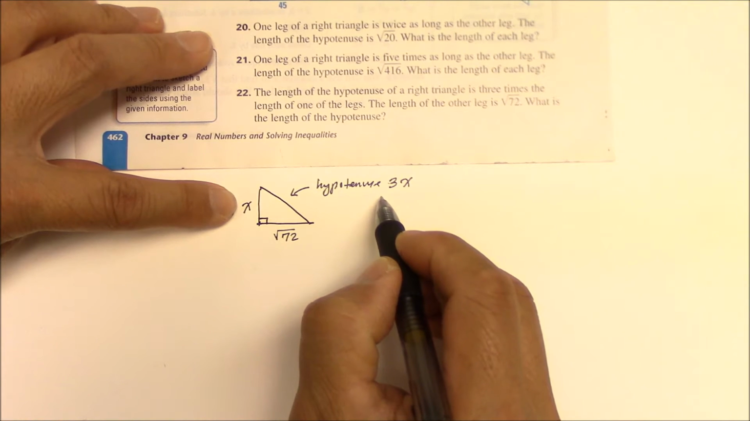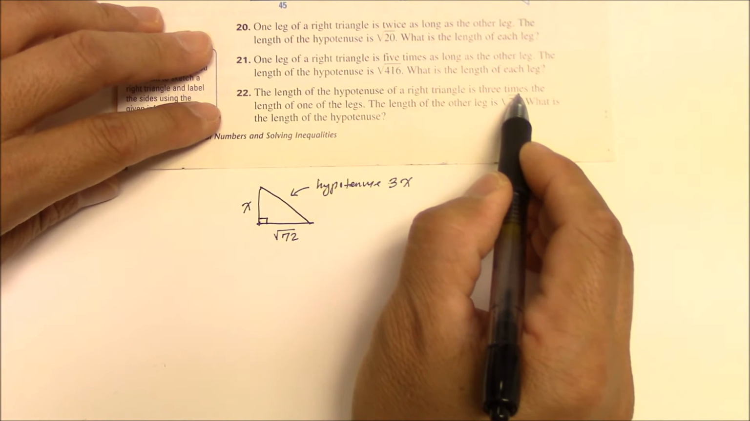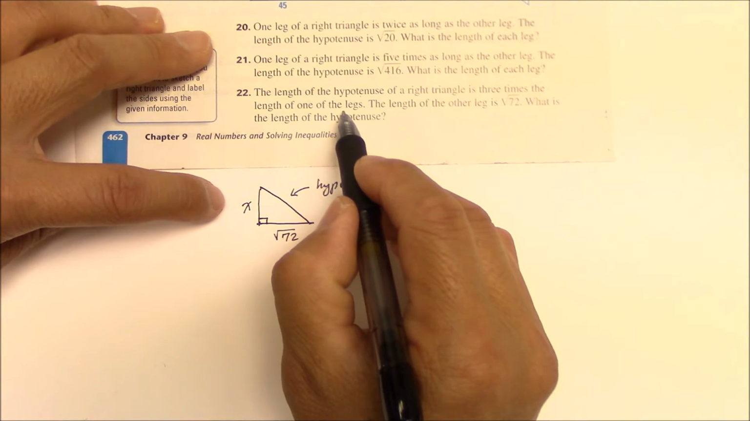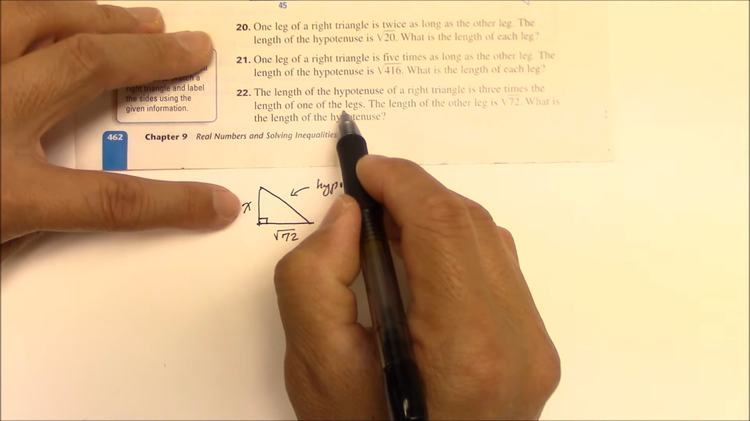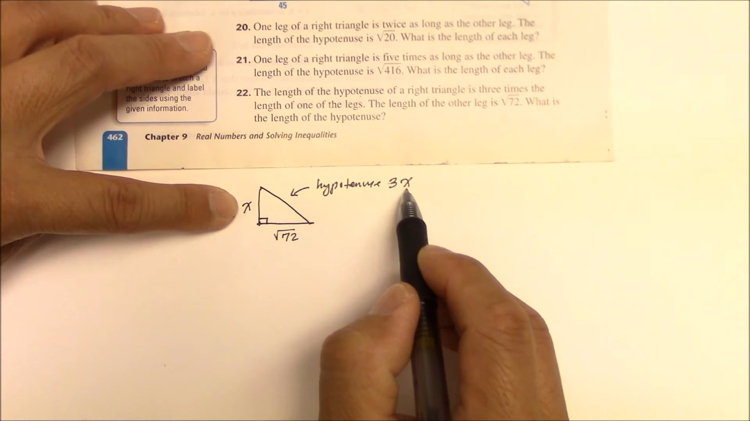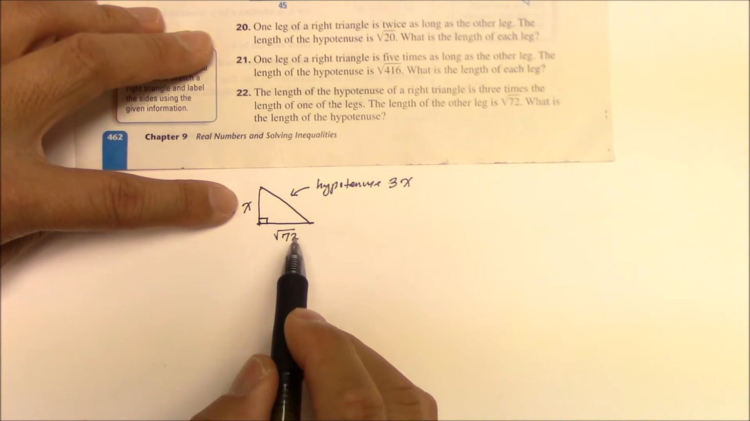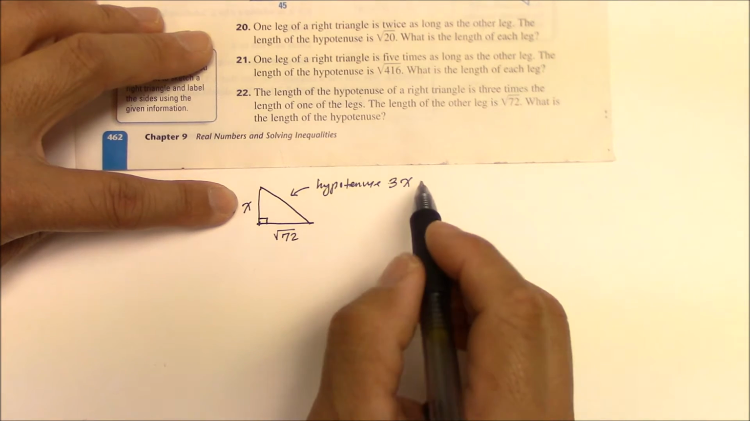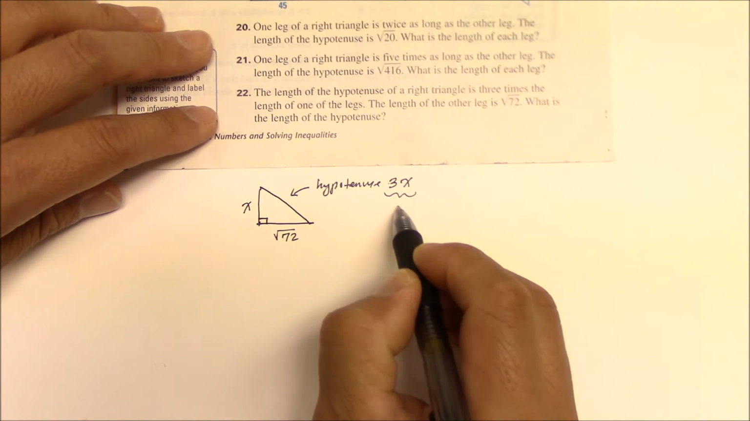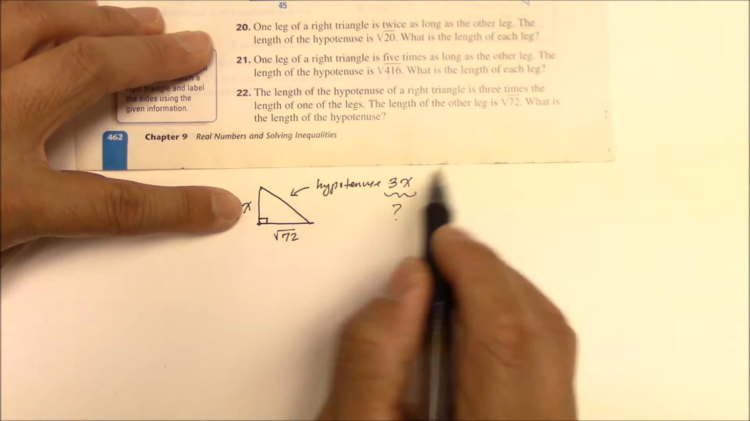Did you get that? Hypotenuse is 3 times the length of one of the legs. Do they tell you what this one of the legs is? No. So let's call that x. Then this will be 3x. And the length of the other leg, which is not this one, is square root of 72. So now they want us to find out, then what is this one? What is this if it's 3 times that? So as long as we find the x, we could find everything.